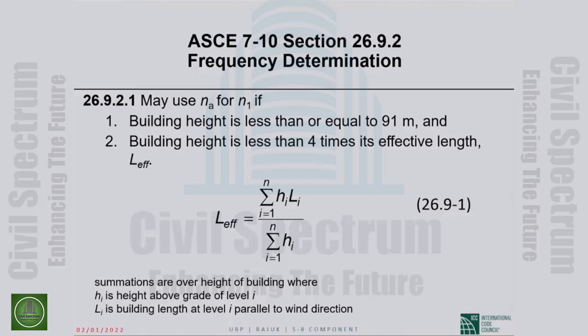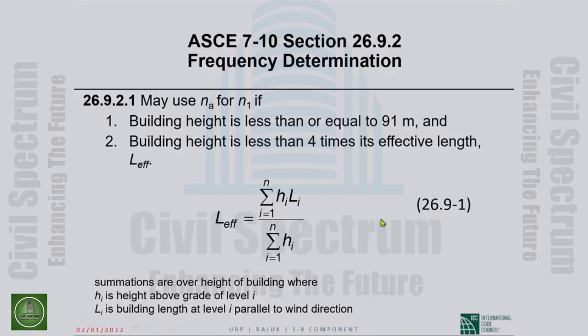Now, this is where I always have a problem with the wind chapter. For years and years, and it was in ASCE 7-05 also, there was something said in the commentary that if the height to minimum plan dimension ratio of a building is 4 or larger, it is a flexible building. It's a rule of thumb. That was pretty simple, minimum plan dimension. Instead of that, they have come up with this effective length.